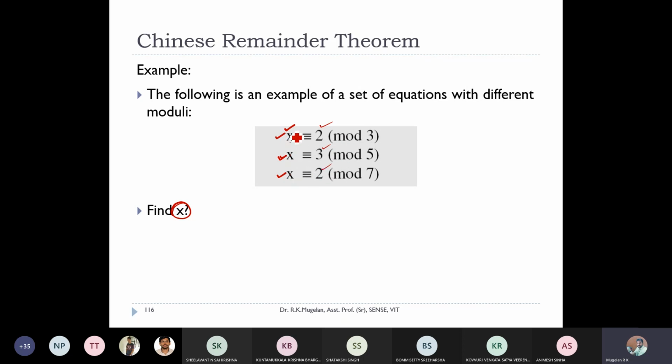So can you people tell any wild guess what the value of x will be here? Any guess? It's like a trivial question, like a puzzle only. There is one number which will satisfy all these three expressions. If you get the answer, you can post it in the chat box.